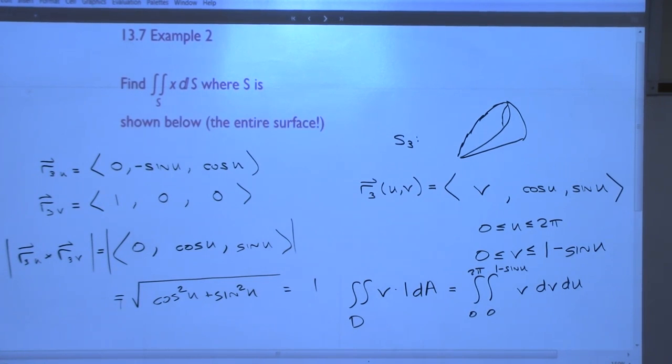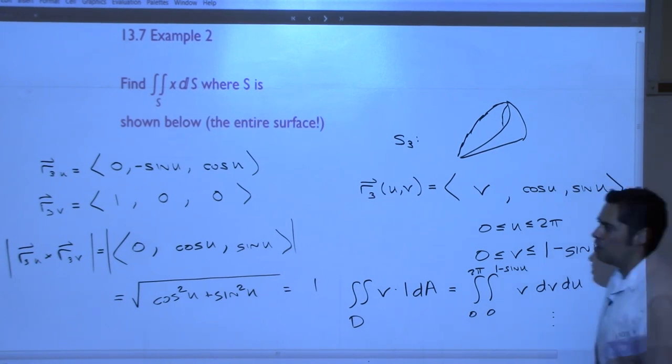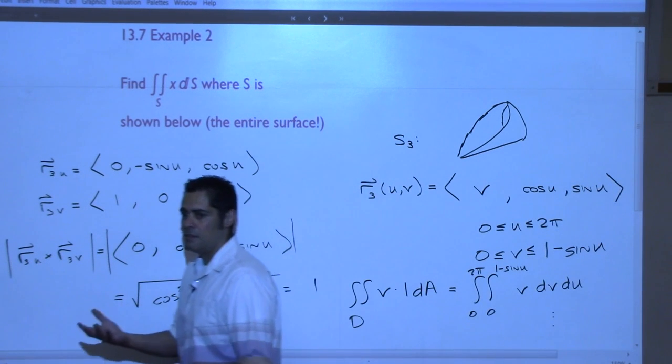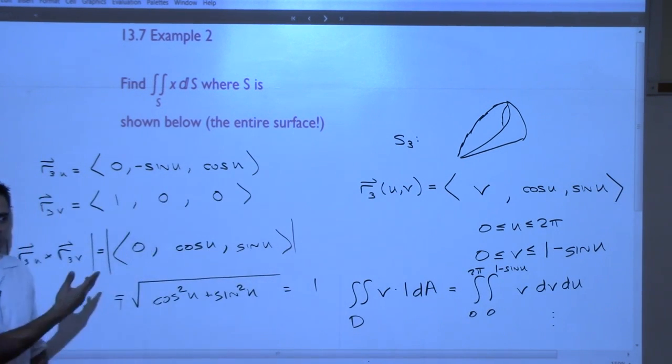Dot, dot, dot, or continue? Dot, dot, dot, okay. Antiderivative 1/2 v squared, plug in. Do you have the idea here? So when you're doing these surface integrals, you always want to look, can you do a shortcut? If you can, do it. If you can't, then you've got to do this.